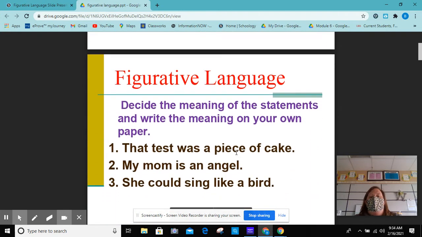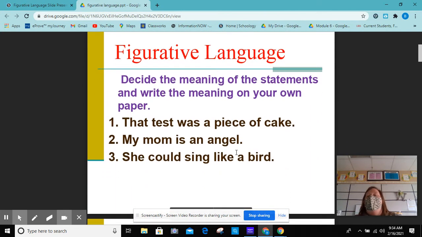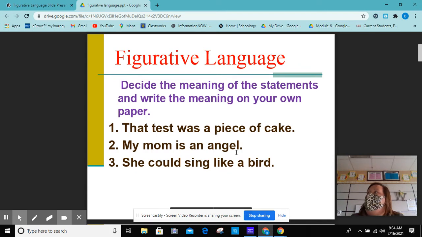Figurative language, okay? We're going to decide the meaning of the statements and write the meaning on your own paper. So everybody get out a sheet of paper real quick. Get out a sheet of paper and a pencil.